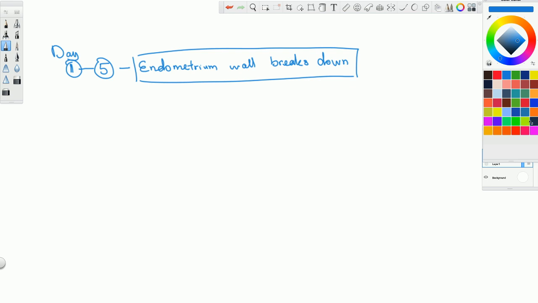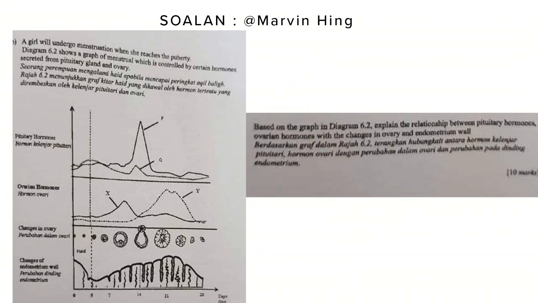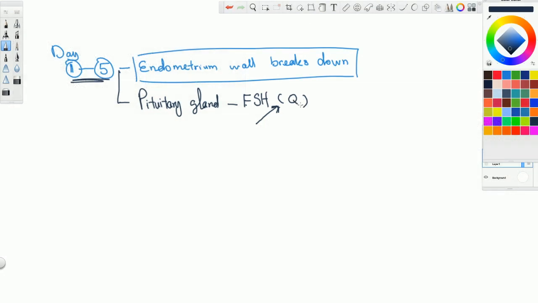Okay, and then at the same time, the pituitary gland will here start to secrete a hormone called follicle stimulating hormone. So from day 1 to day 5, this hormone increases. From day 1 to 5, FSH hormone increases. You can look at the graph also. Day 1 to day 5, the hormone increase is the first graph, and here is the hormone Q. The Q is the FSH. Okay, so day 1 to day 5, this hormone increase.